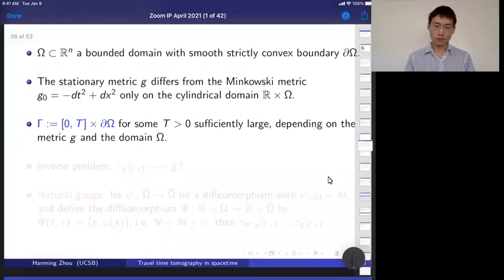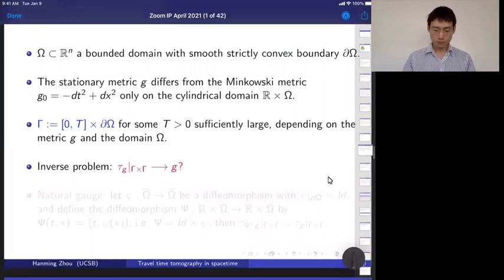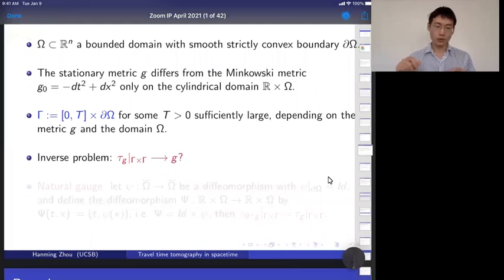In that case, if T is large enough, then we will have enough time-like geodesics whose endpoints are both on this portion of the boundary of omega. So then the measurement will be enough for us. The inverse problem now is to determine the metric from this Lorentzian distance function restricted on gamma cross gamma, if the endpoints of this measurement are on this gamma we defined here.